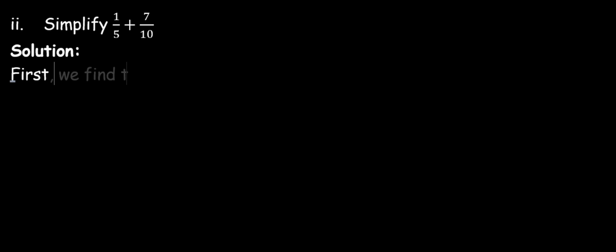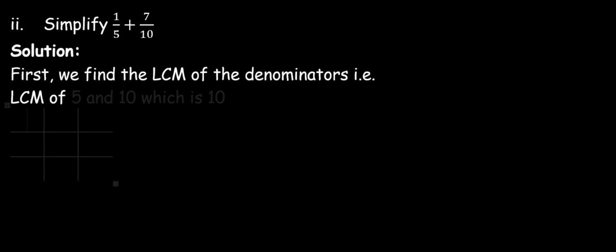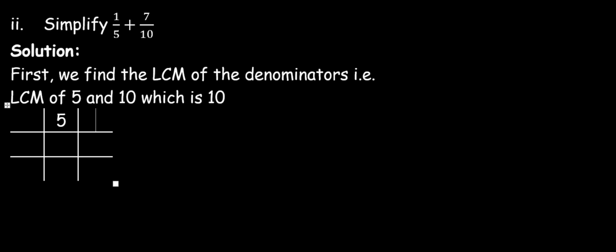Another example. Simplify 1 over 5 plus 7 over 10. Solution. First, we find the LCM of the denominators, which is 5 and 10. By simply ruling our line, we insert the numbers 5 and 10. And then, first, we take 5 to divide 5, and that will give you 1. 5 divide 10 will give you 2. Remember, we are using our prime factors to divide.